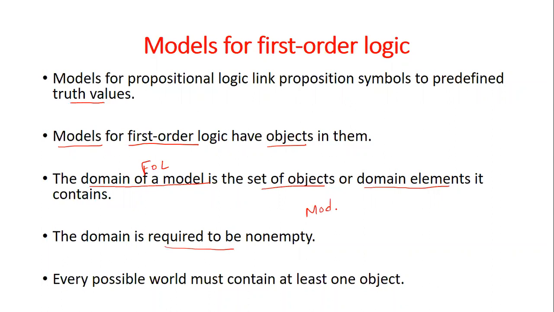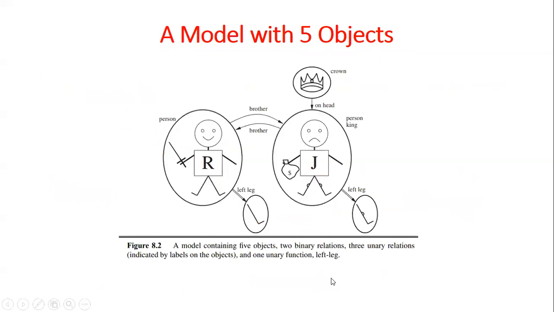So model is equal to what? The model also includes a set of objects. Apart from propositions, it also includes a set of objects. That is the domain, right? This is the domain of the model. The domain of the model includes propositions and a set of objects. And the domain should be non-empty. That is, it should have at least one object. Every possible model must have at least one object.